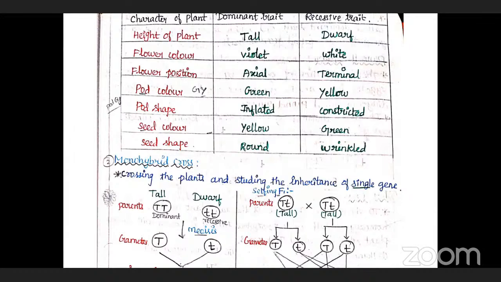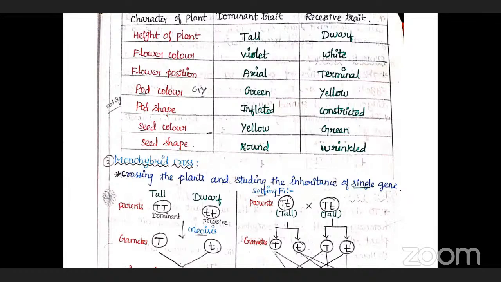The next one is flower color. The 2 alternatives are violet and white. Violet is the dominant one, white is the recessive one. The third character is floral position. Position means where the flower is located. One is axial, another one is terminal. Terminal means end. Axial is dominant, terminal is recessive.